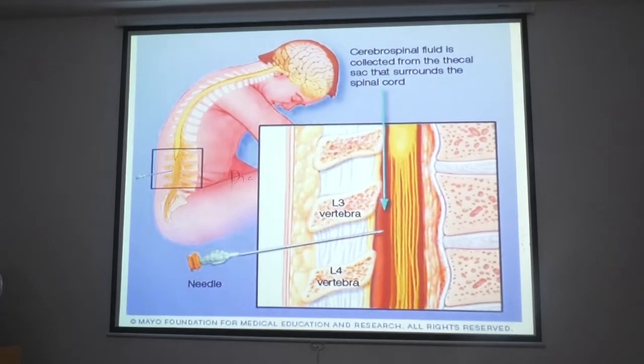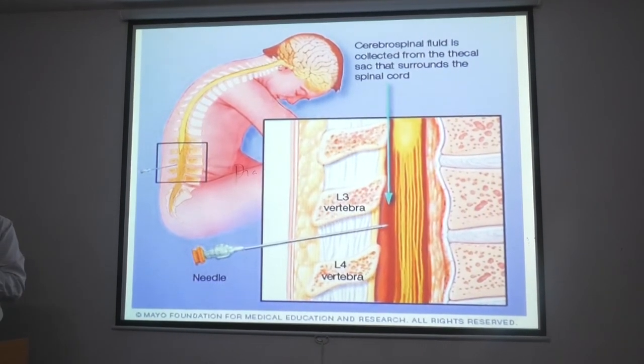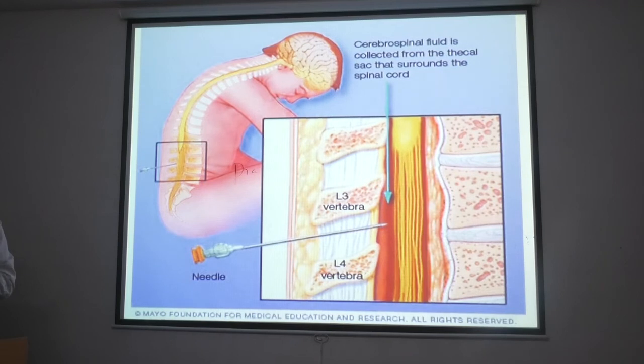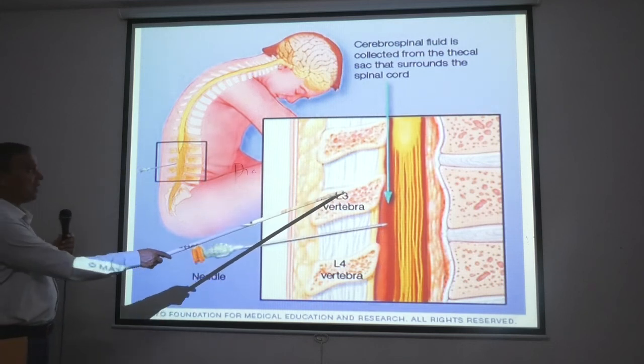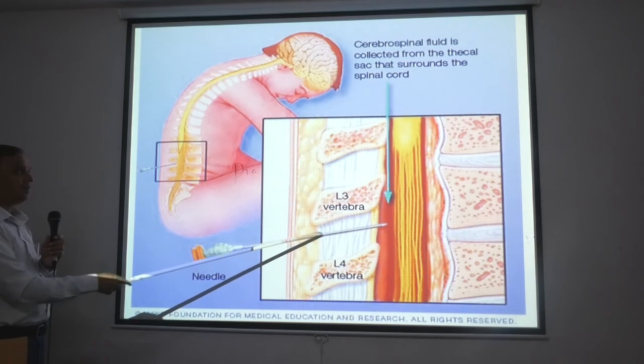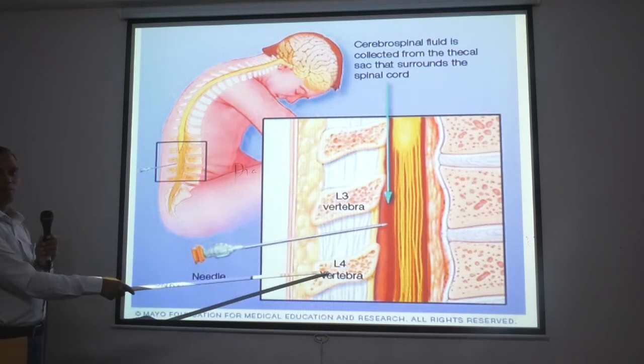This is a very important part. How will we collect the CSF? How many lumbar vertebrae are there? Five. L1 to L5. The needle should always be put between L3 and L4.